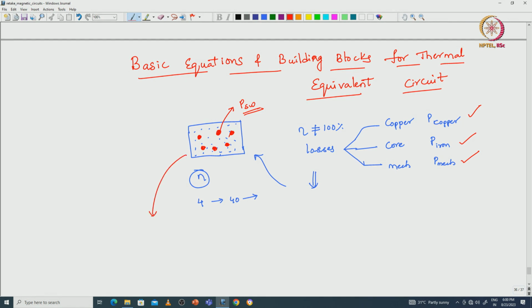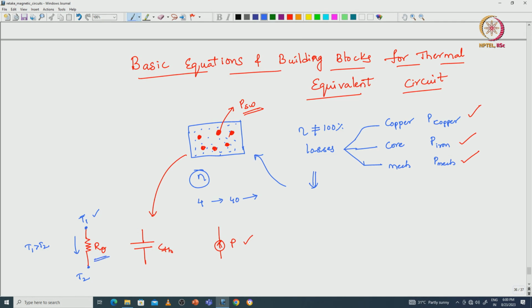To implement the thermal equivalent circuit, we have to understand the basic elements. The basic elements to develop the thermal equivalent circuit of any machine are thermal resistance, that is R theta, thermal capacitance, Cth, and the power loss, which I am representing with a current source. This power loss is the prime source for the heat generation. This node I am representing with 1. The temperature at this node will be T1 and the temperature at node 2 is T2. Let us say T1 is higher than T2, then heat will flow in this manner. Heat will always flow from higher temperature to lower temperature.